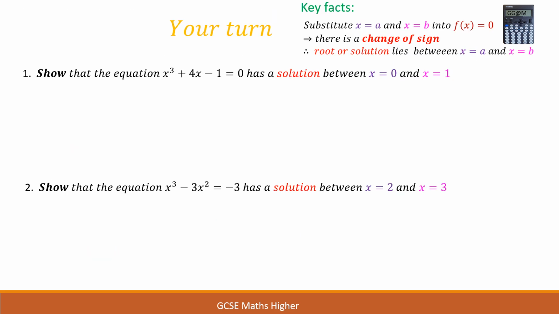Okay, now it's your turn. You're going to have a go at answering these 2 questions. So you've got to show that the equation x cubed plus 4x minus 1 equals 0 has got a solution between 0 and 1. And you're going to show that the equation x cubed minus 3x squared is equal to negative 3 has a solution between x is equal to 2 and x is equal to 3.